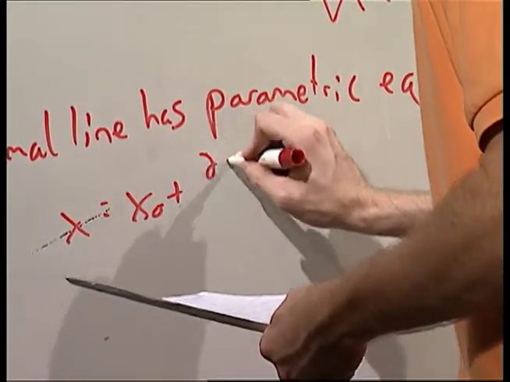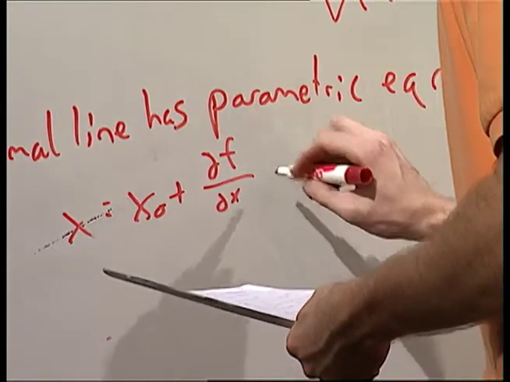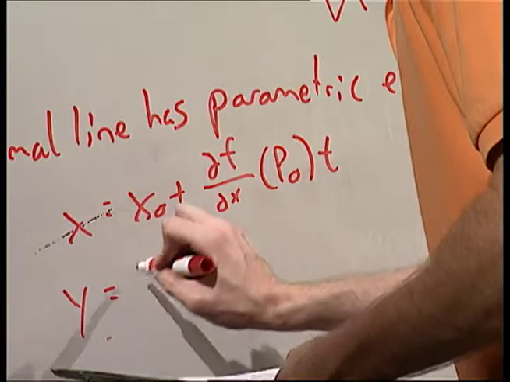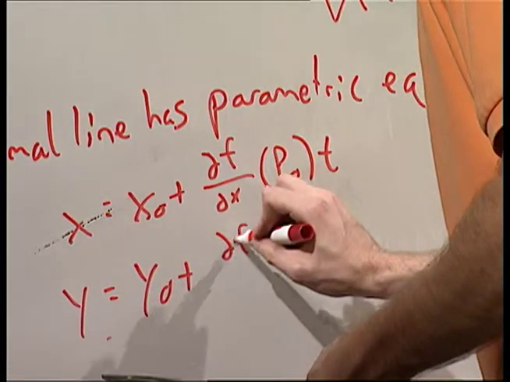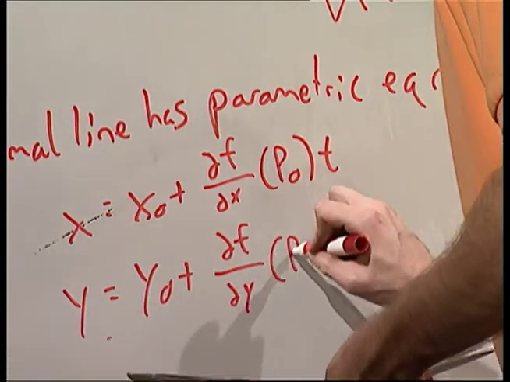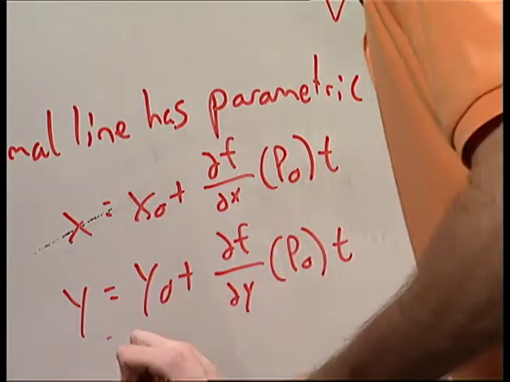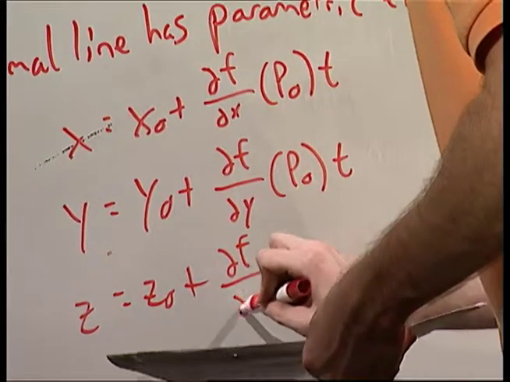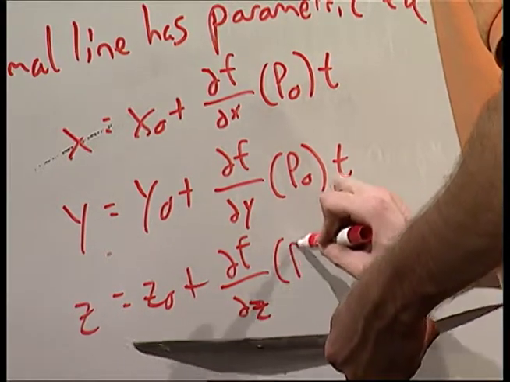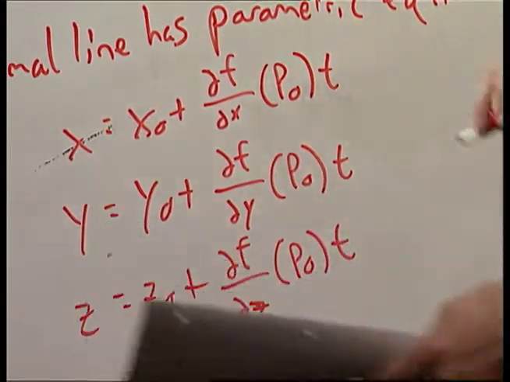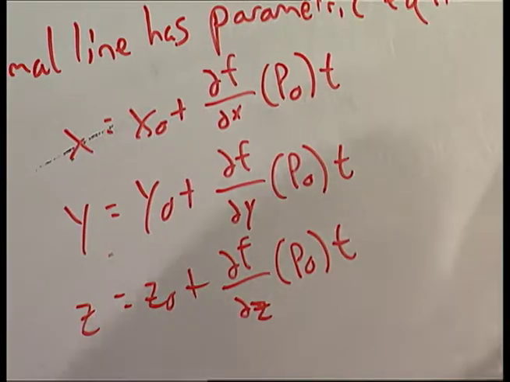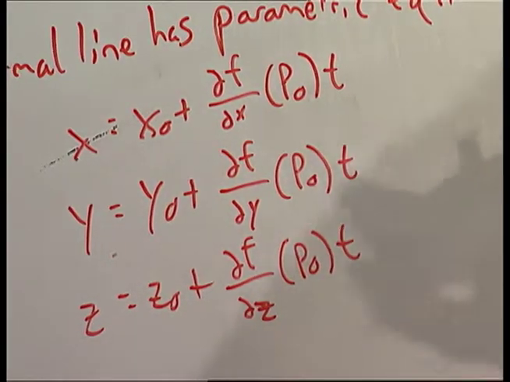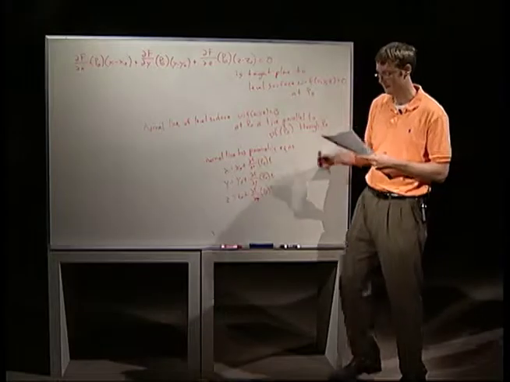x naught plus partial f partial x of p naught t, y equals y naught plus partial f partial y p naught t, z equals z naught plus partial f partial z p naught t, right? So it's a line. It's parallel to the gradient vector, and it's through the point p naught. So those are just the equations of a line. Straightforward.